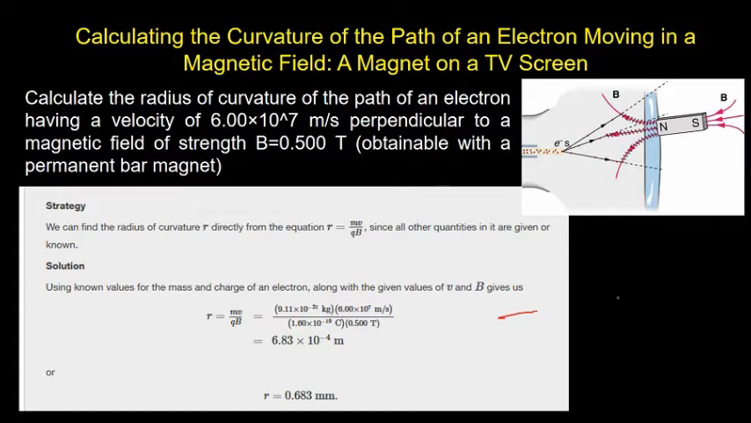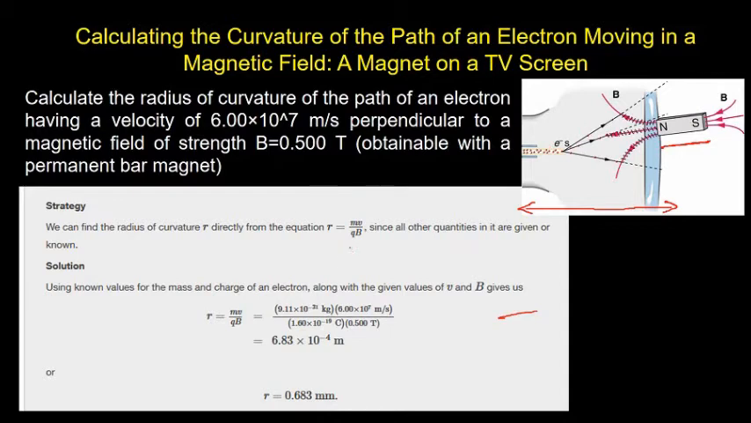If we were to look at something called a cathode ray tube, which was popular in older times in computer screens and televisions, and you were to put a magnet on the computer screen, this magnetic field produces a change in the path of the electrons that travel inside the vacuum tube.